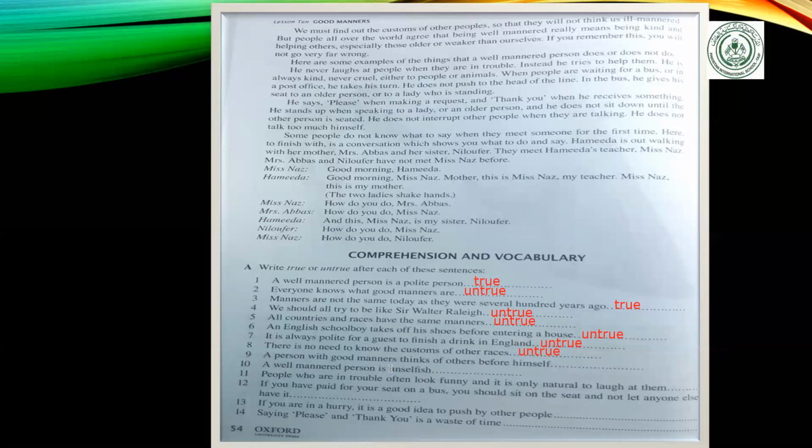Number 9, a person with good manners thinks of others before himself. Before himself, he thinks about others. Number 9, yes, true. It is called a good mannered person, one with good manners who thinks of others. Number 10, a well mannered person is unselfish. Totally agree, true. Number 11, people who are in trouble often look funny and it is only natural to laugh at them. It is number 11, dear students, untrue.